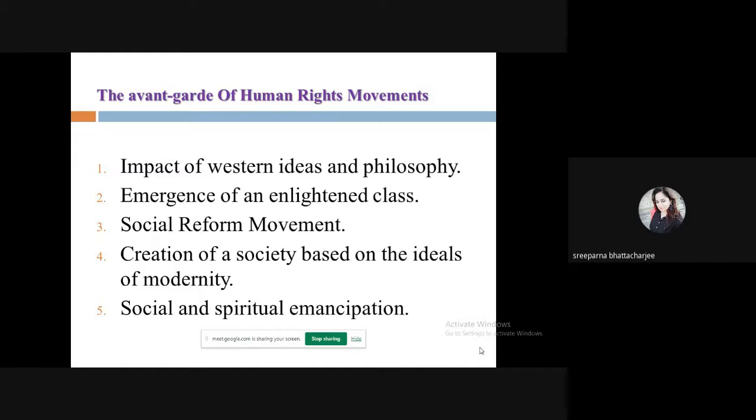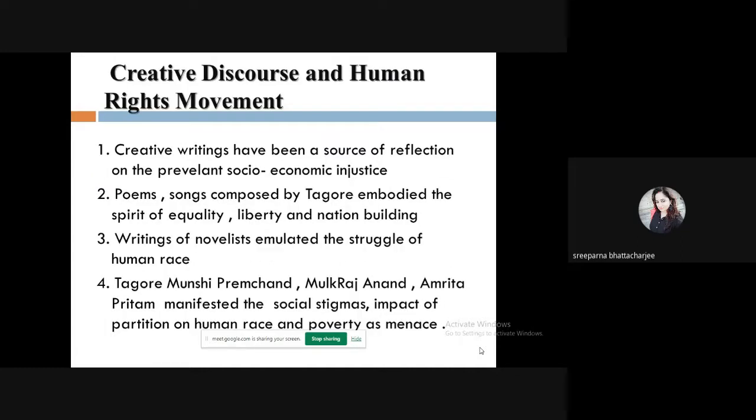Another very important point I would like to mention here is social and spiritual emancipation. Earlier it was religion that was spoken about, but here we find there was a movement to move from religion to spirituality, and that movement led to the secular frame of India. These are very important, and that is why they are regarded as the avant-garde of the human rights movement. The next slide is about the creative discourse and human rights movement.